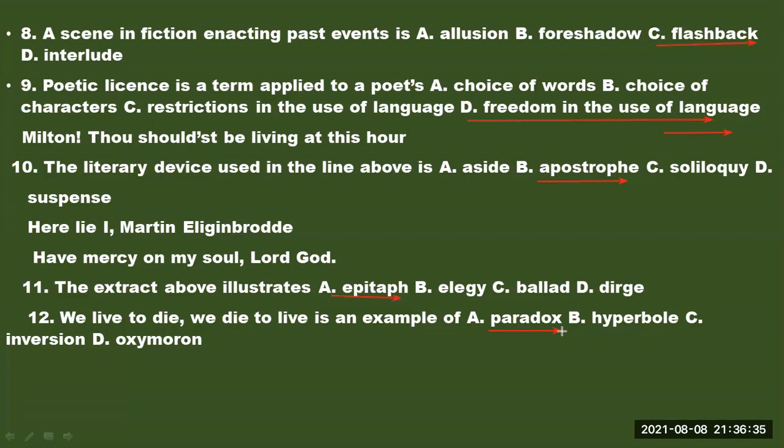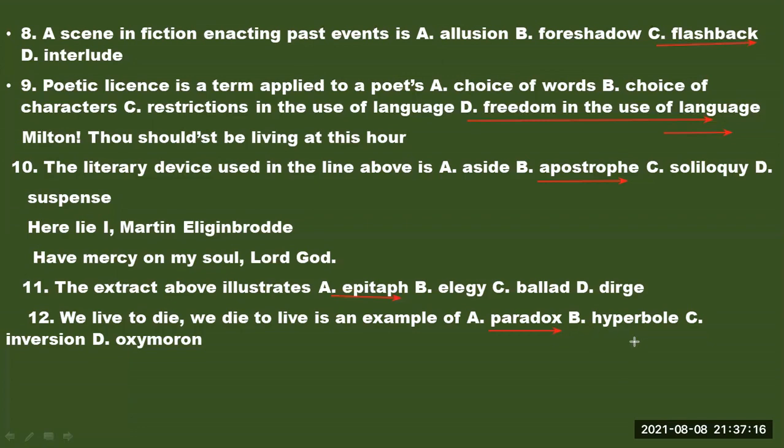We live to die. Yes, every living human being is going to die. Then "we die to live" is probably a reference to life after death, because when the body dies, the soul lives on in eternity. So it's actually a statement of fact, but on the surface you find a kind of contradiction. A paradox on the surface appears to be contradictory, but when you think about it deeply, you find some meaning, some truth in it.